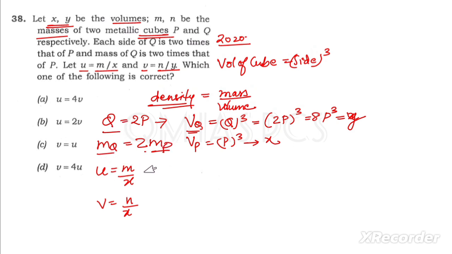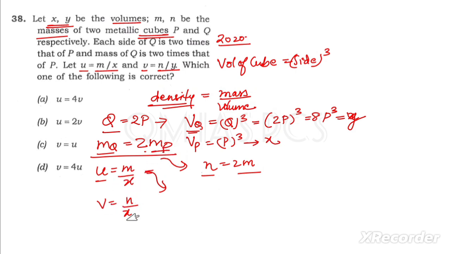Let's try. What is the value of u? u is equal to m by x. m is for P, and n is for Q. n is equal to 2m, just replacing this one. Q is for n, and P is for m. So this is our relation. So we have to convert this one, m by x is what? m by x is m by x, that's fine.